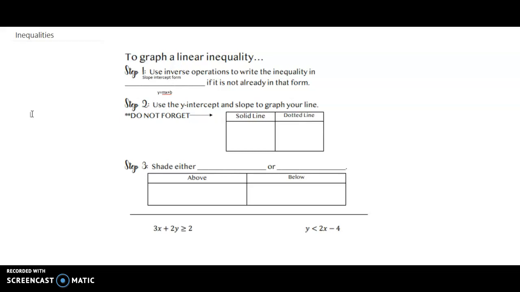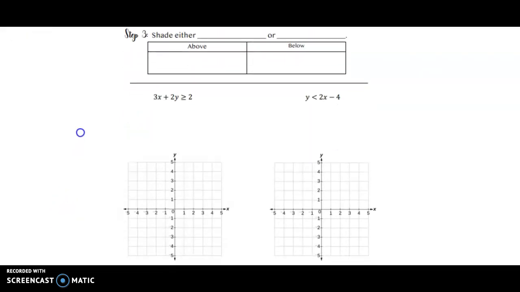What is new is a solid and a dashed line, also known as a dotted line. If your inequality is greater than or equal to, or less than or equal to, you will have a solid line because equal to means included, so it's solid. If your line is dashed or dotted, it'll be greater than or less than. You don't have that or equal to, which means it's not included. Okay, so that's why it's dotted. I kept wanting to say dashed. So let's scroll down to our examples.